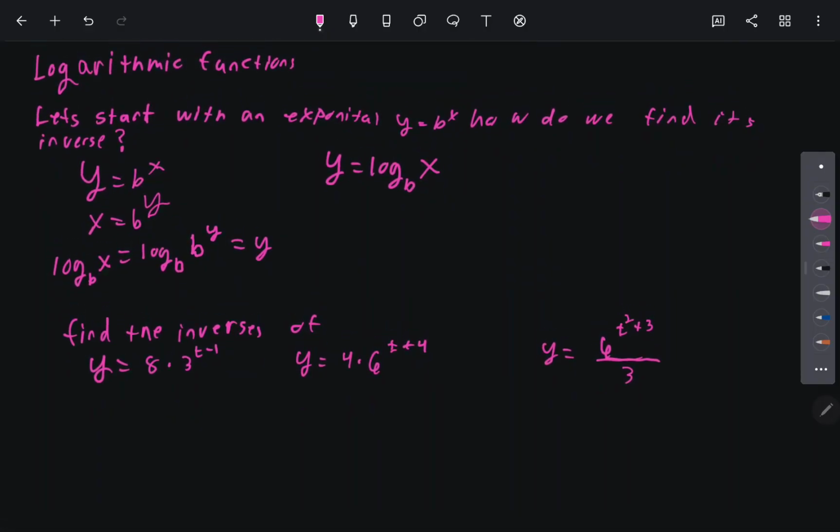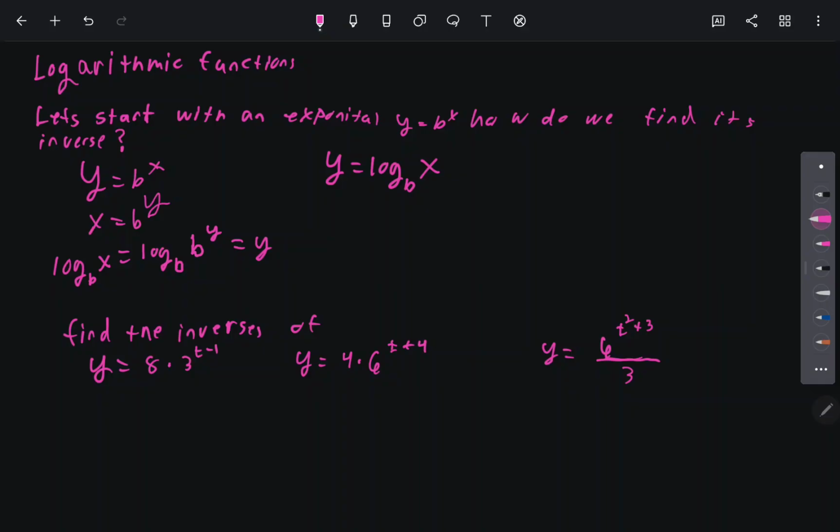And I'll give you a moment. If you want, you can try to find the inverses of these yourself. I'll give you one hint. One of these is not invertible. I'll give you that moment, and then whenever we return, we'll walk through the answers.